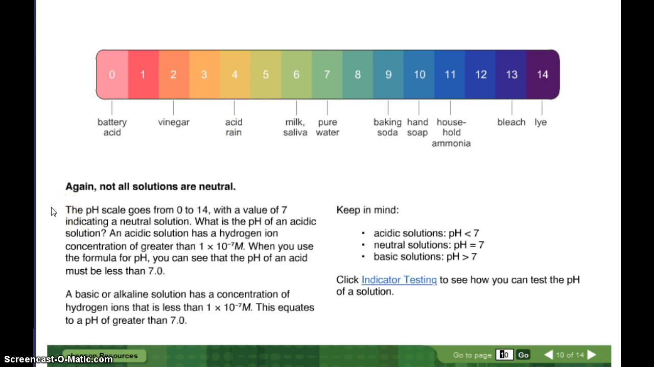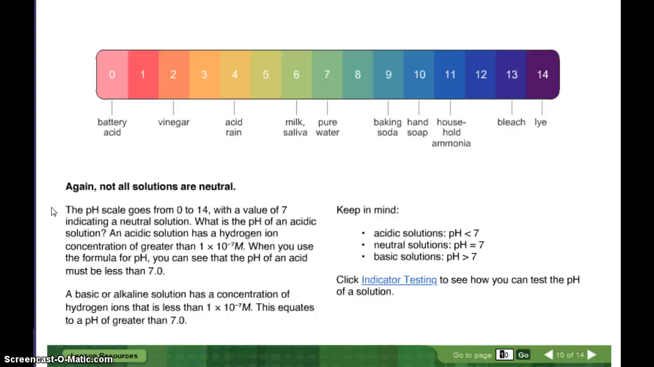The pH scale goes from 0 to 14 with a value of 7 indicating a neutral solution. What is the pH of an acidic solution? An acidic solution has a hydrogen ion concentration of greater than 1 times 10 to the negative 7. When you use the formula for pH, you will see that the pH of an acid must be less than 7. A basic or alkaline solution has a concentration of hydrogen ions that is less than 1 times 10 to the negative 7.